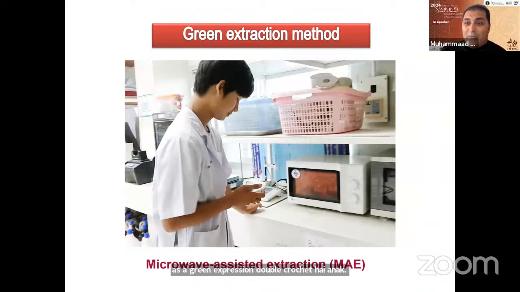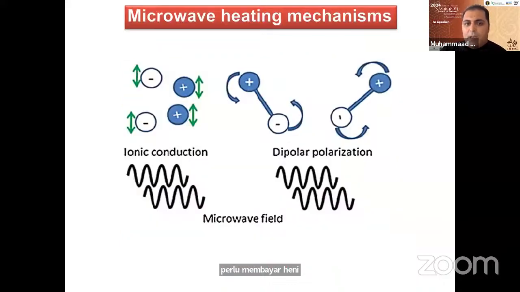Of course, the microwave oven you are using in the kitchen, that is the microwave. So you are using it in the kitchen for heating or warming your food. But this microwave can also be used for the extraction of any plant material or for the preparation of herbal extract.